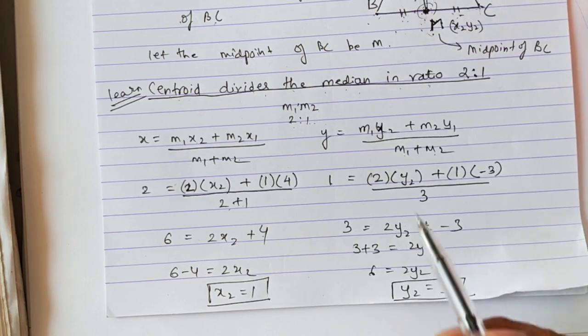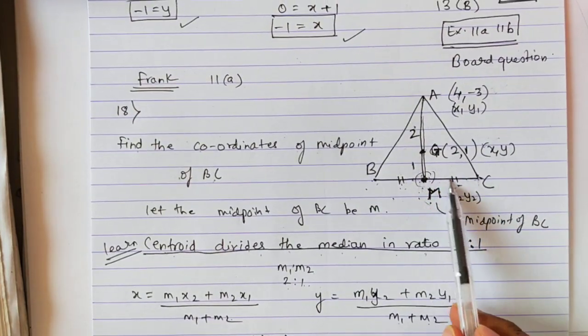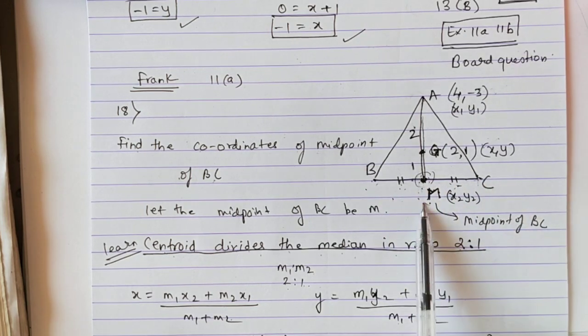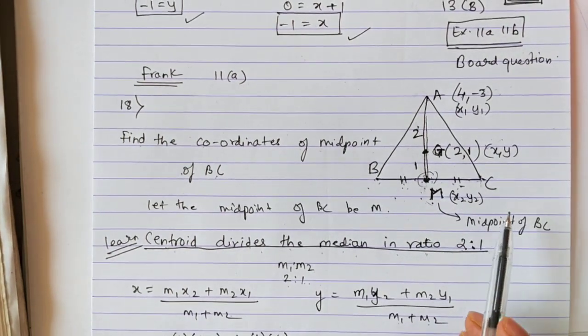So once we find x2, y2, this x2, y2 is nothing but the point M. Point M is nothing but the midpoint of BC. So they were asking this point in the question, midpoint of BC. Okay.